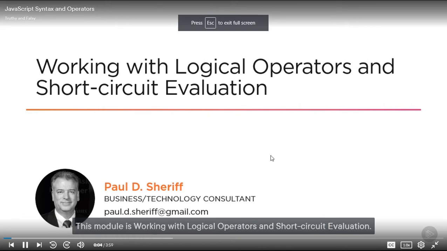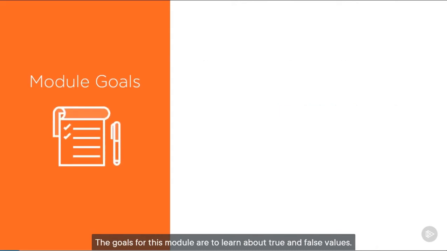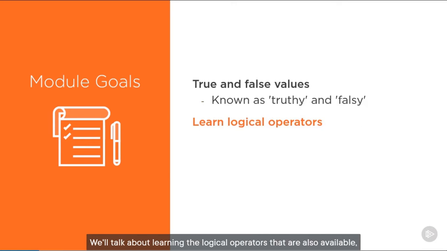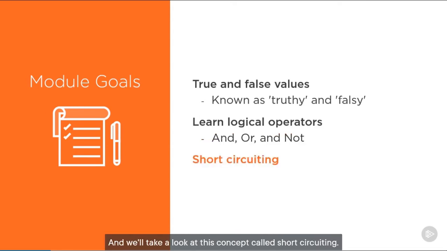This module is working with logical operators and short-circuit evaluation. The goals for this module are to learn about true and false values. Now, those are known as truthy and falsy in the JavaScript world. We'll talk about learning the logical operators that are also available, such as and, or, and not. And we'll take a look at this concept called short-circuiting.